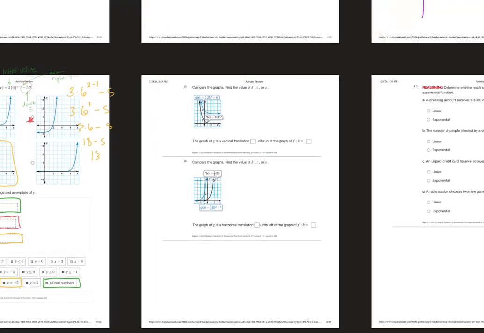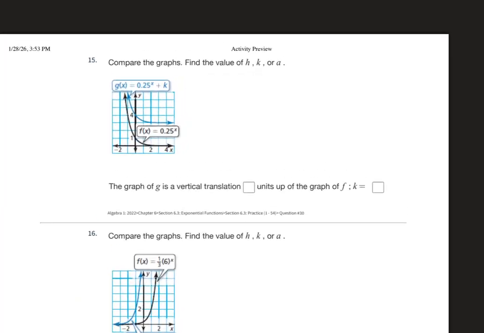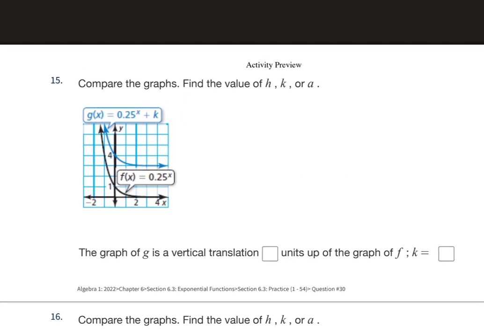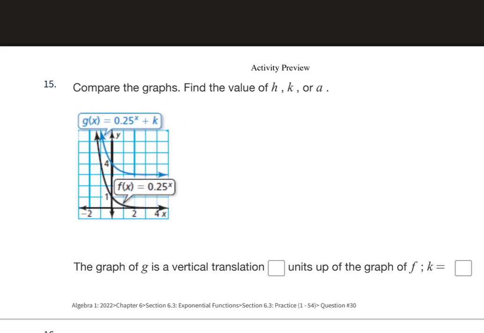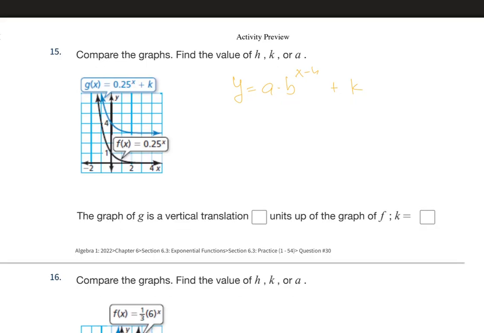Okay. Number 15, compare the graphs, find the value of h, k, or a. So first of all, there's y equals a times b to the x minus h plus k. The original one, so we're comparing the graph of g, is a vertical translation. So they're giving us a lot of information. If it feels like this is crazy, here's g.